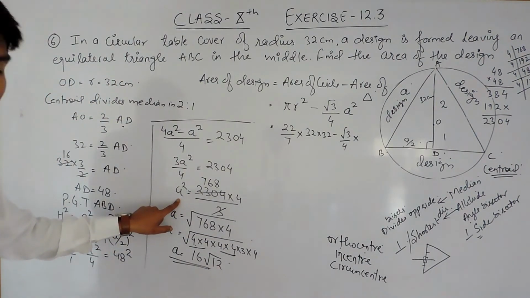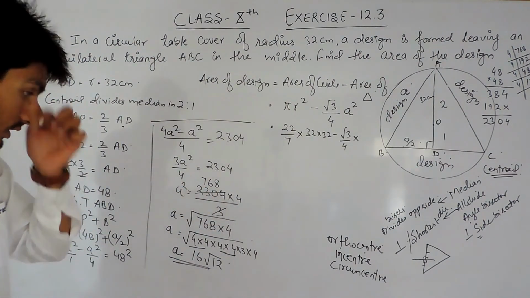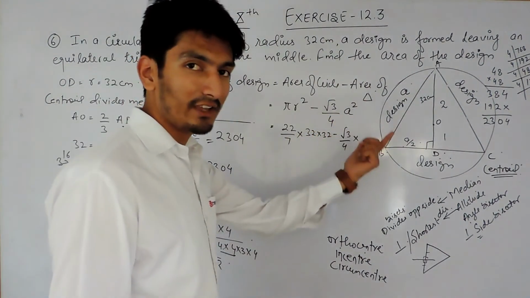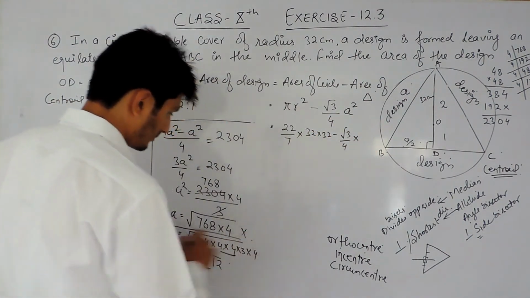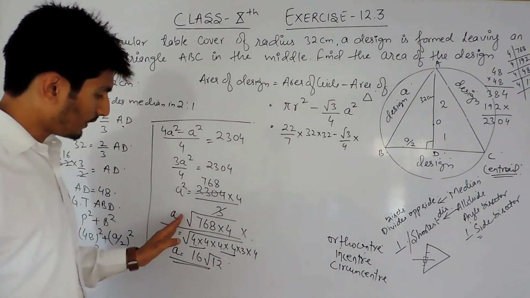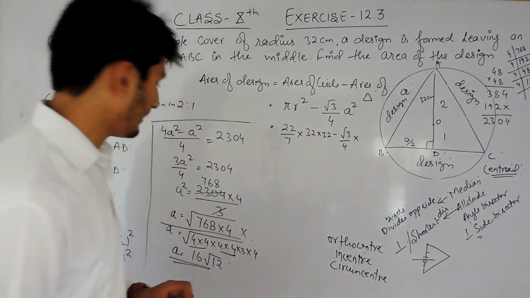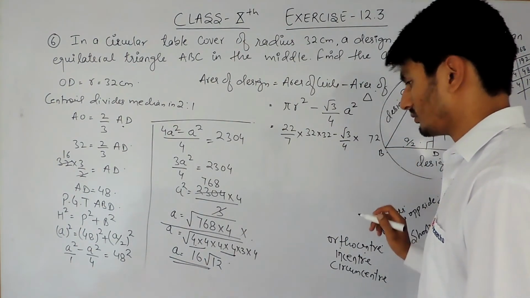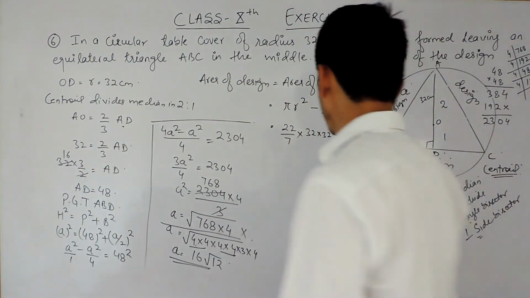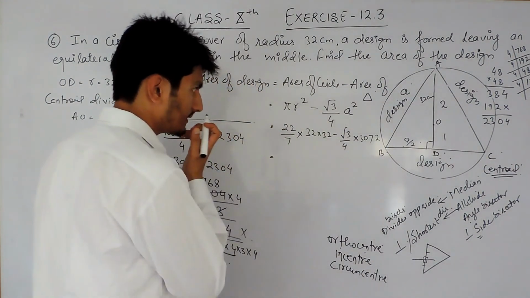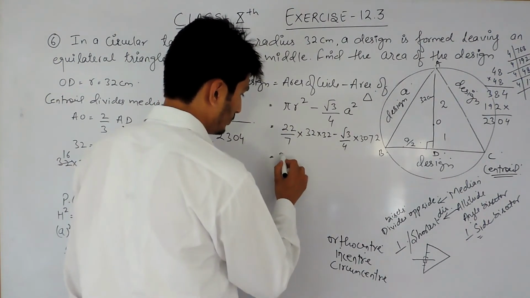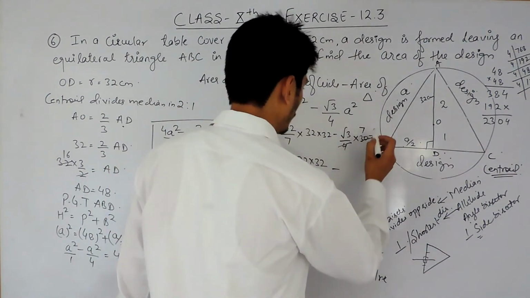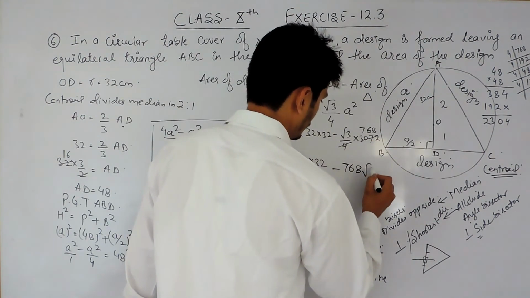Well, here I know the value of a square, which is 768 multiplied by 4. So there was no need to factorize and then find the value, because at last I have to find the value of a square. So it was better to not find this value. I can say that my a square is equal to 768 multiplied by 4, which is 3072, and this is 32 multiplied by 32 multiplied by 22 upon 7, and this can be cancelled. It goes 768 times. So 768 root 3.